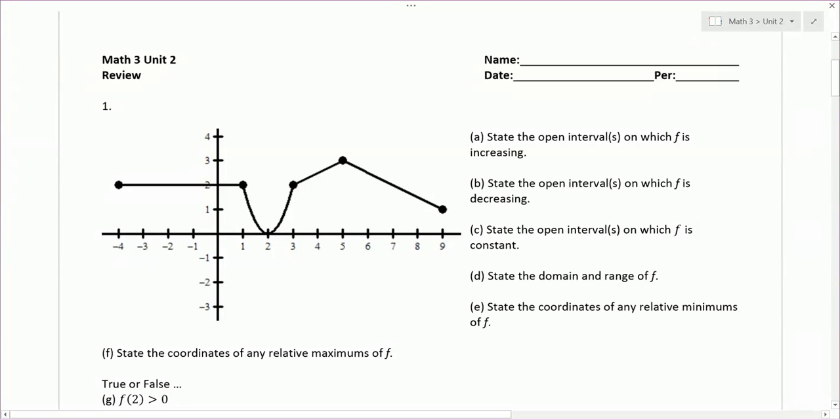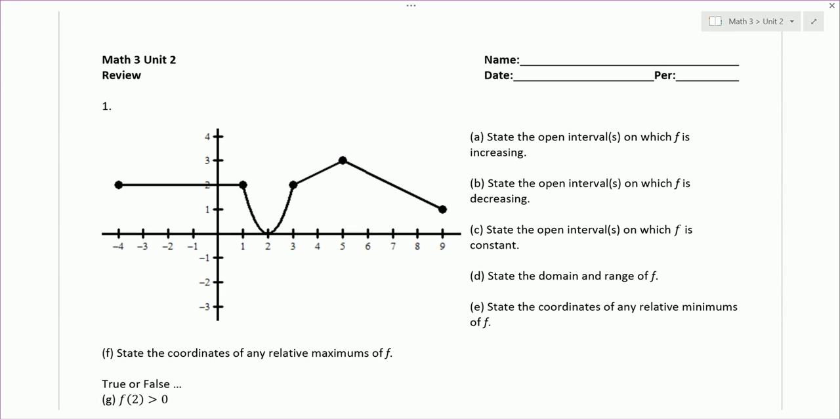This is the Math 3 Unit 2 review. And number one, we have a graph of a piecewise function, and we're asked to state certain things about that.